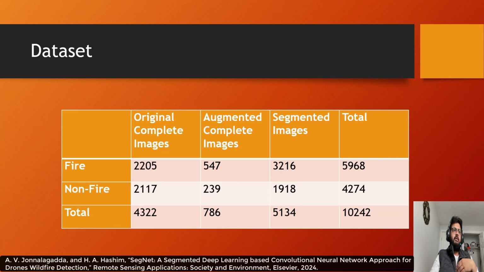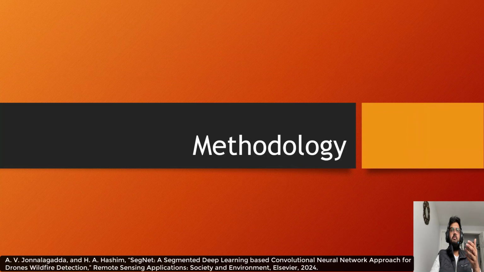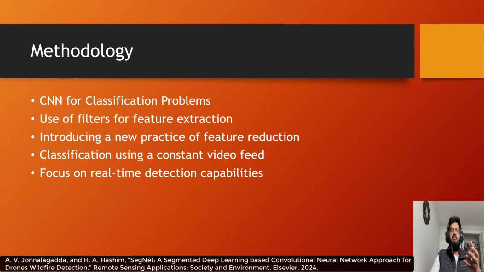Moving on forward with the methodology, convolutional neural networks have always been popular for solving image classification problems because they use various filters to find features in an image. Feature extraction and engineering, which are vital parts of deep learning, have gained attention recently, but there's still much to learn in this area. This paper introduces a new way of reducing features in an image, which is essential for fire detection algorithms, especially when dealing with live image feeds.